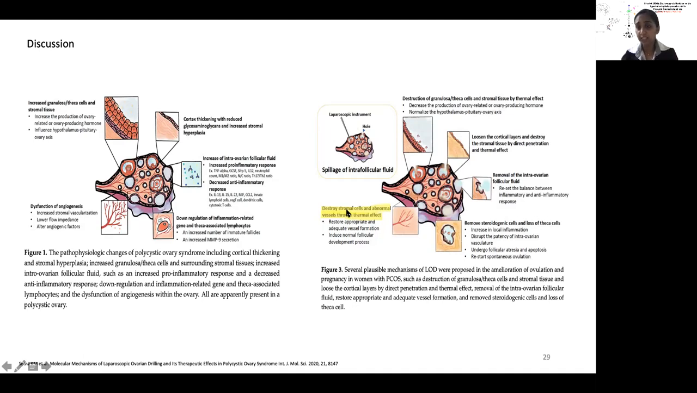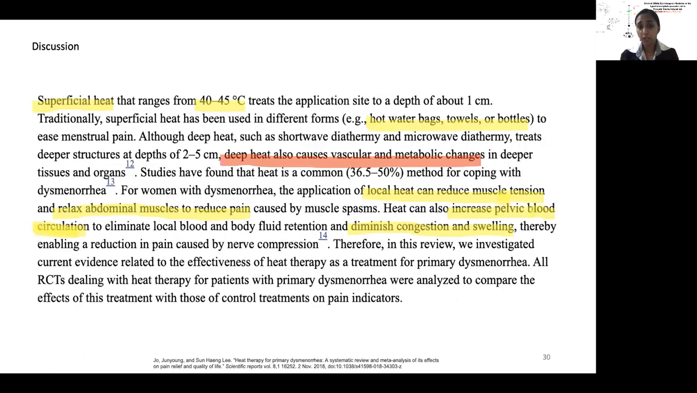So the heat, this is what it is doing from the radio frequency. In general, you could see that deep heating causes vascular and metabolic changes. Superficial heating is good for general menstrual pain. And local heat could reduce muscle tension, relax abdominal muscles to reduce pain. But heat also could increase pelvic blood circulation and diminish congestion and swelling.